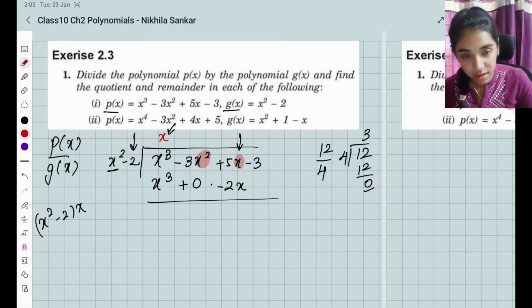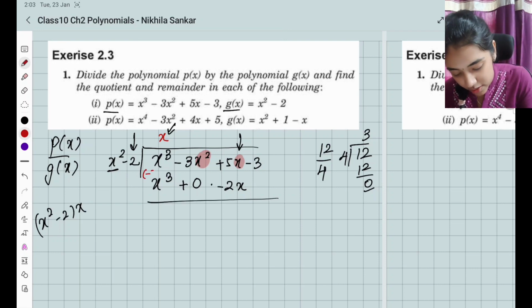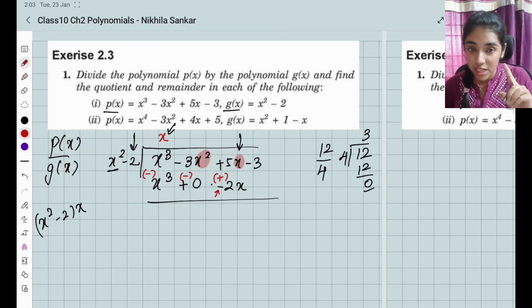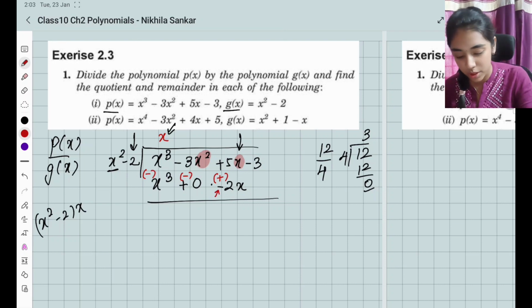I'm going to subtract the whole equation. So when I subtract, here it becomes a minus. Here it becomes a minus. Here there is already a minus, so this becomes a plus. So this is the minus that is already there, so the minus becomes a plus. Whenever you subtract, minus becomes a plus.